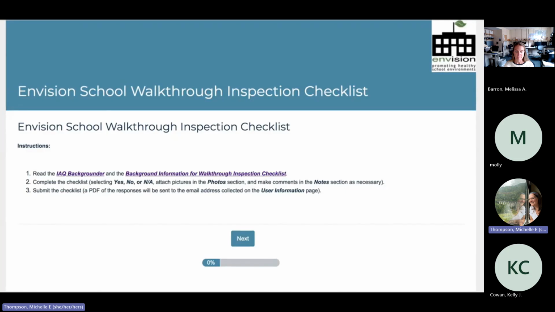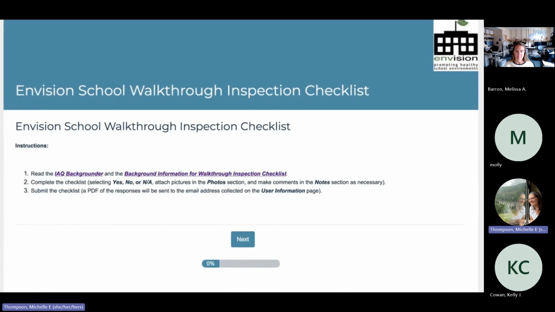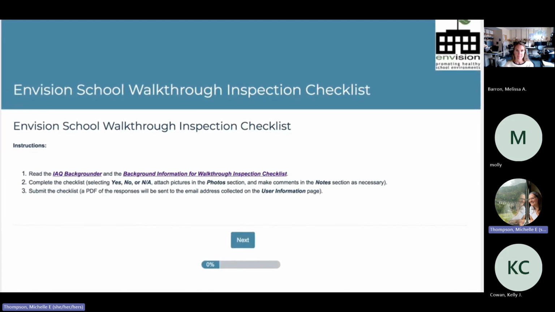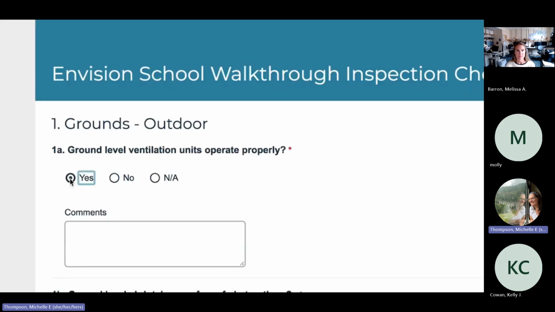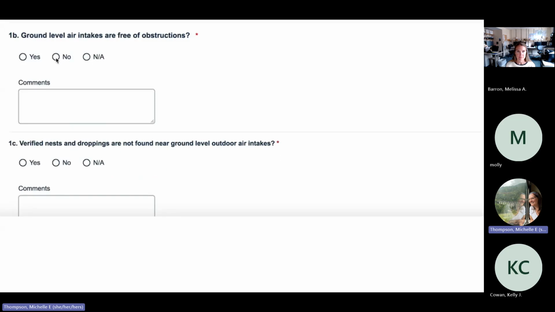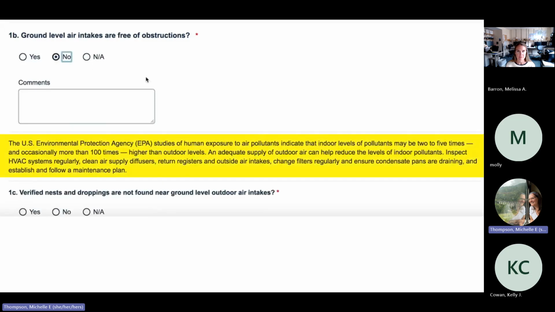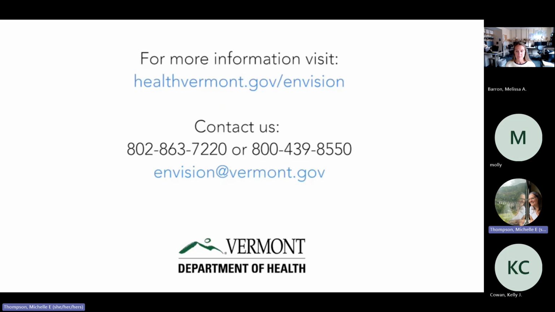You can do a complete inspection of your school using our online checklist, or you can ask the Envision program for help. If you answer yes to a question, you're following the best practice. If you answer no, a recommendation pops up. So as you can see, most of the things that we found at your school today were easy, low-cost fixes that can help improve indoor air quality here at the school.